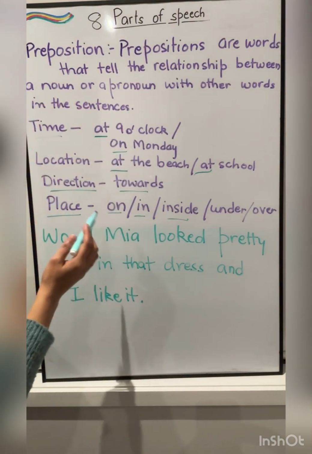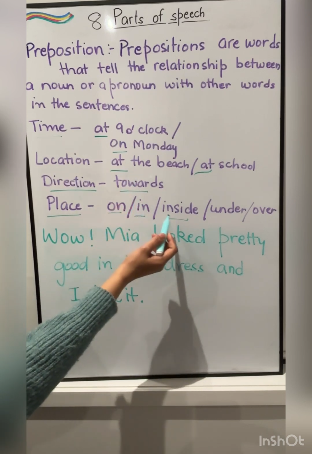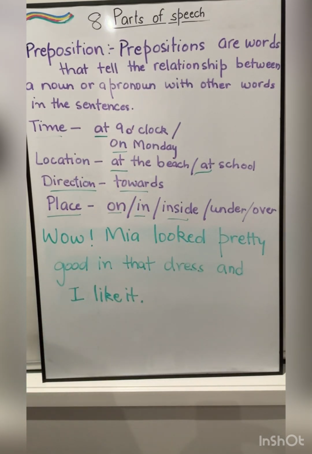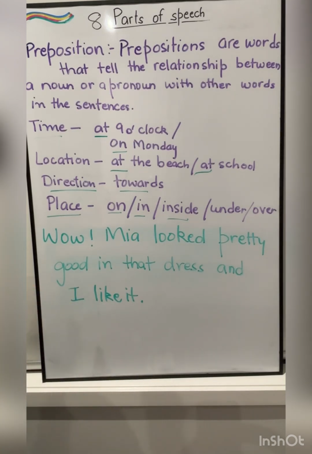These are all prepositions. So these words like at, on, towards, inside, under, over, on, these are the words that we call prepositions, and they give you the relationship. They show you the relationship between your nouns and pronouns, which are your subject, with the objects. So two parts of the sentences, you're sort of joining together by using prepositions. They're also called linking words.